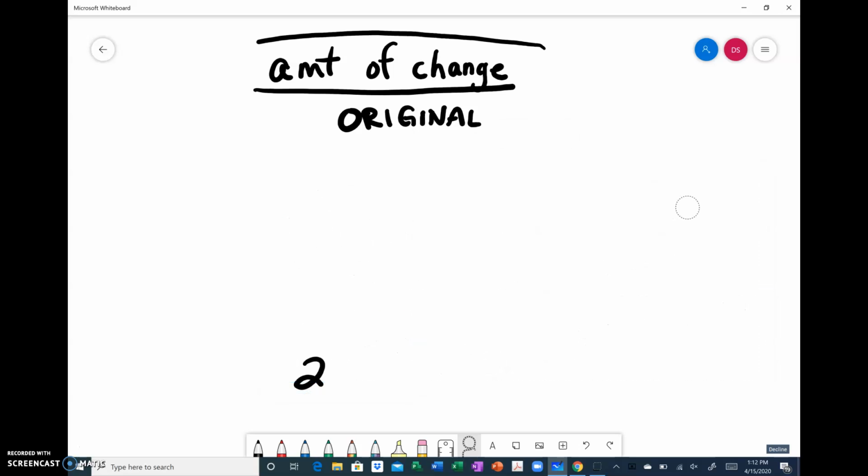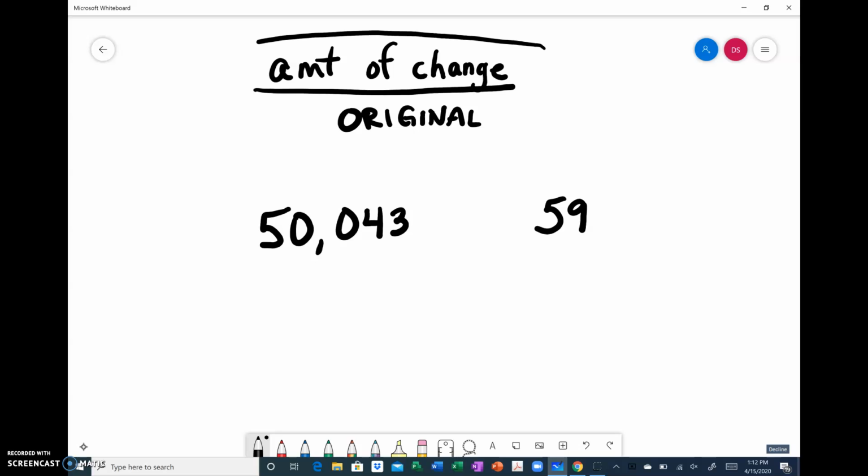And we will go on backwards to 25. The average level 1 engineer salary is $50,043. Whoops, I'm putting 400. That's not correct. $50,043. A promotion to level 2 raises the salary to $59,956. What is the percent of the raise?